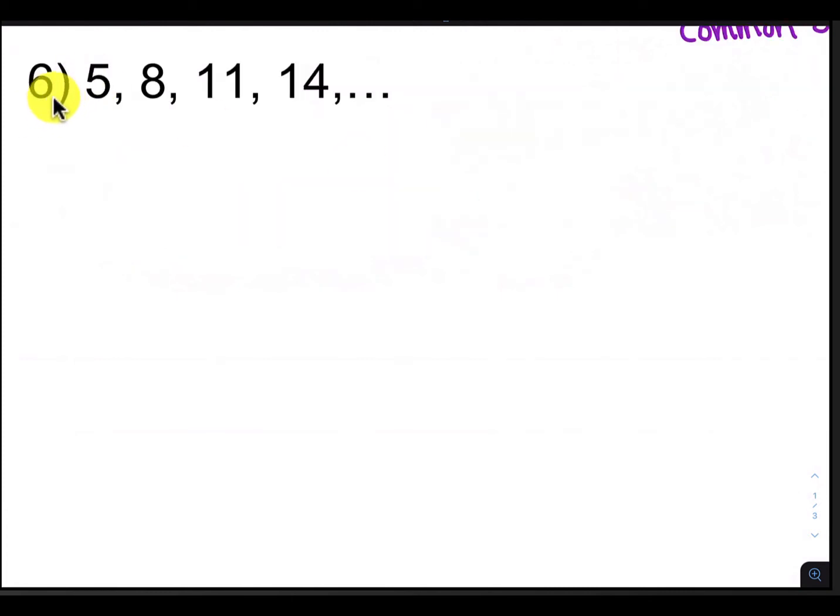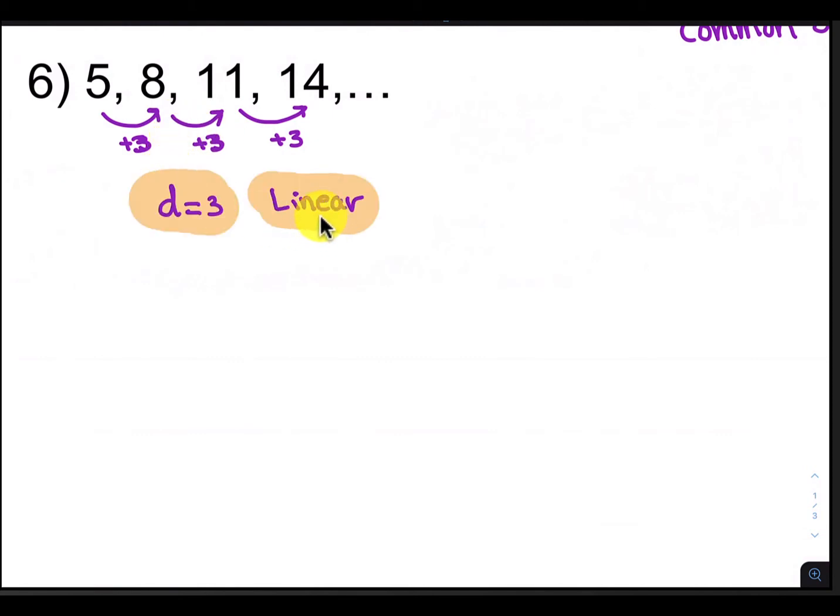All right, let's see what's happening with number 6. Well, it's easy to see that if you start with 5 and add 3, you get 8. And if you add 3 again, you get 11. And 11 plus 3 is 14. Therefore, this is linear because we have a common difference.